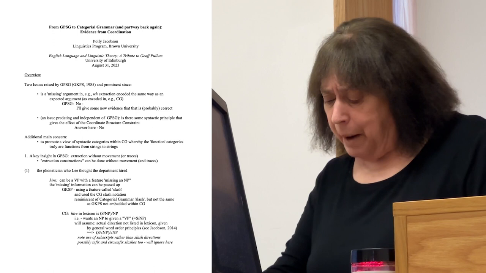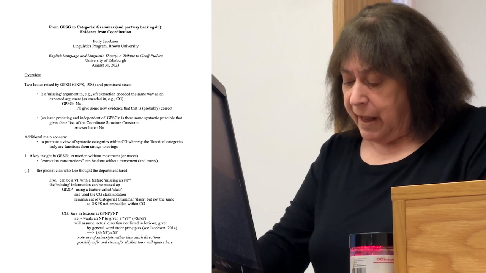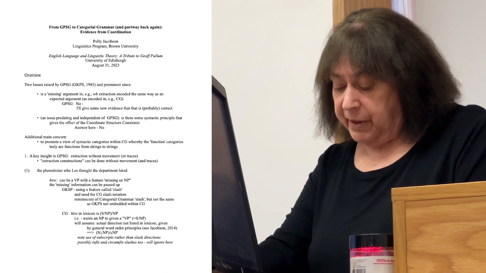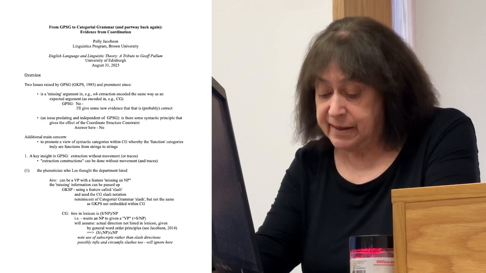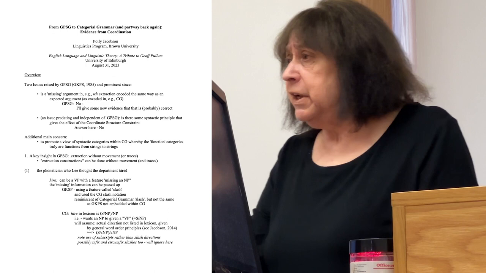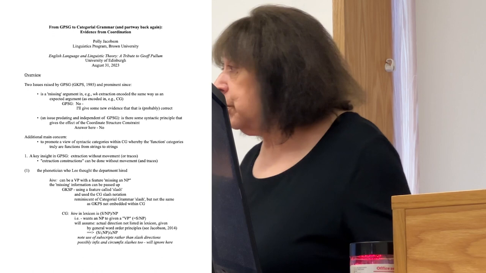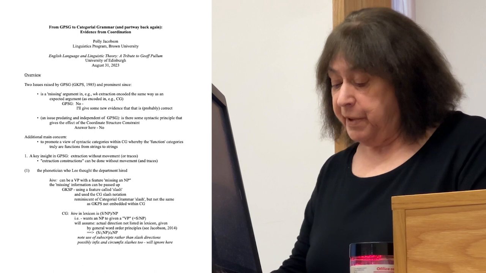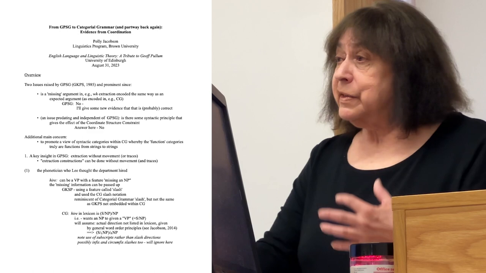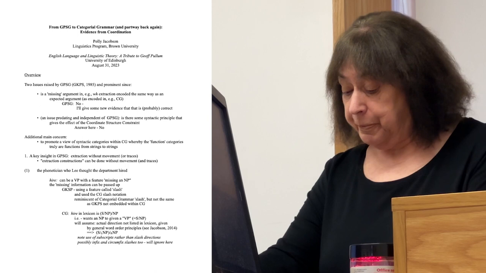A key insight in classical GPSG was that extraction could be done without movement or traces. By extraction here, I mean left extraction, like WH extraction. If you take something like 'the phonetician who Lee thought the department hired', the basic idea is that 'hired' can be encoded as missing something, having an extraction gap. That was called slash in the original GPSG work, borrowed from categorial grammar, where slash meant a missing or expected argument, but GPSG folks didn't really mean quite the same thing. The idea is that you can encode that something is missing via a feature and pass that information up. That was a little different from the way slash was thought of in categorial grammar.